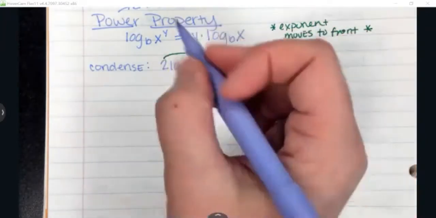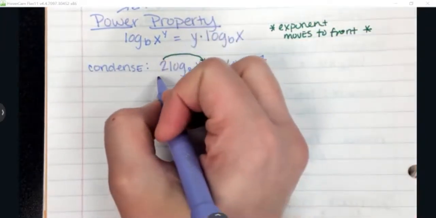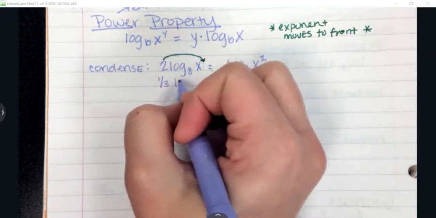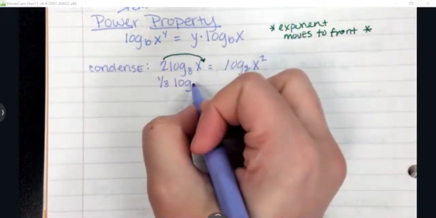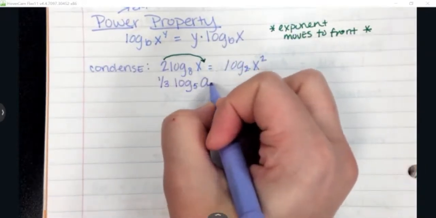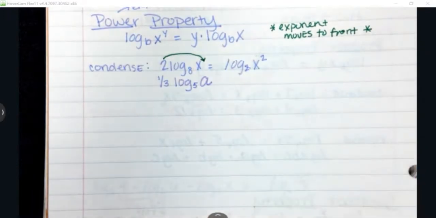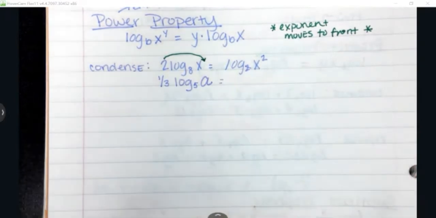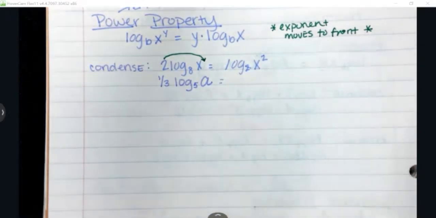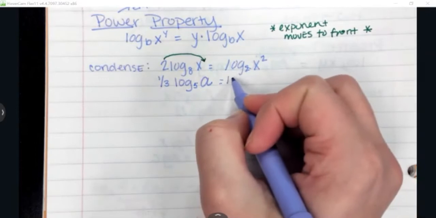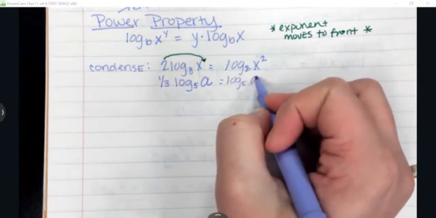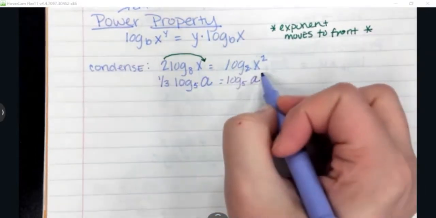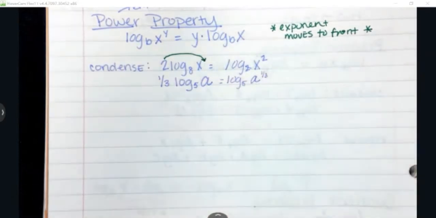We can also have fractions. If I have a 1/3 log 5a, all I'm doing is moving my power up to the exponent. So it'll say log 5a to the power of 1/3.